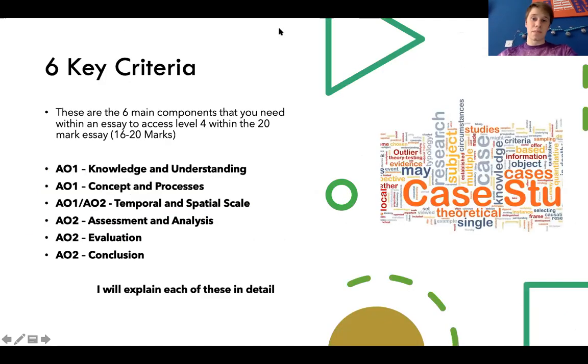Righty. So this is my 6-mark criteria. These are the things that you need to include in your essay, and I'll have another video ready soon on how you use this. If your essay is not any of these 6 things I've listed here, no marks, they don't count. If they're not any of these, the examiner does not want to see them. And I'll explain each of them. So knowledge and understanding, concepts and processes, temporal and spatial scale, assessment and analysis, evaluation, and your conclusion. And then I'll explain each of these.